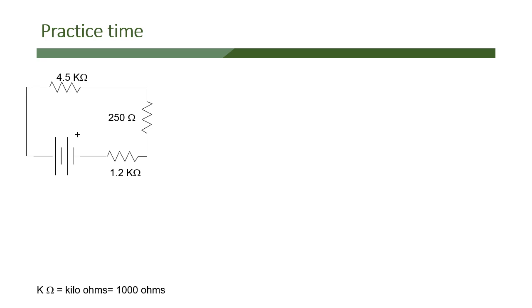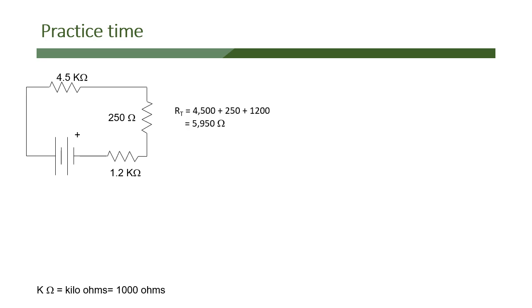We have a 4.5 kilo ohm resistor, a 250 ohm resistor, and a 1.2 kilo ohm resistor. Notice we have K's on two of them and no K on the other. What does K mean? It means you multiply by 1,000. So we have 4.5 times 1,000 equals 4,500 ohms, 250 ohms, and here we have the K again, so we multiply by 1,000. We have 1,200 ohms. And what we want to find out is what's the total value of resistance in the circuit.